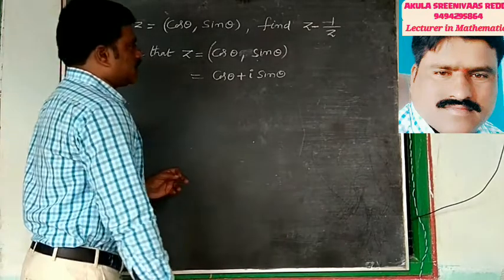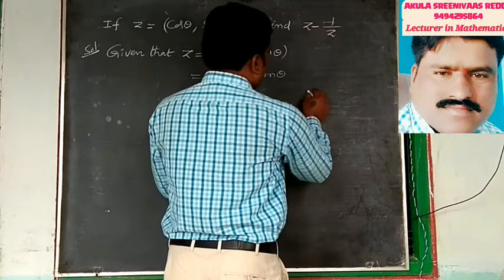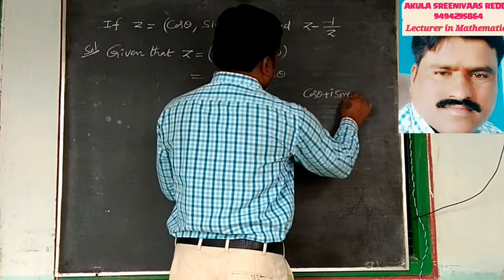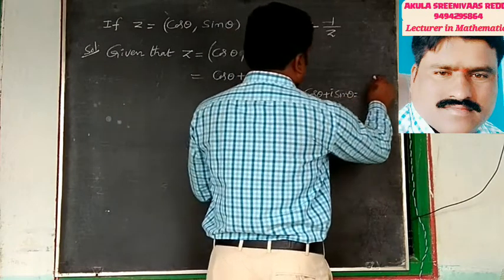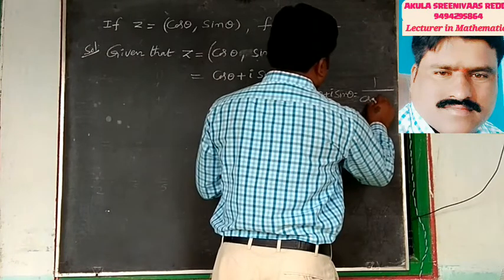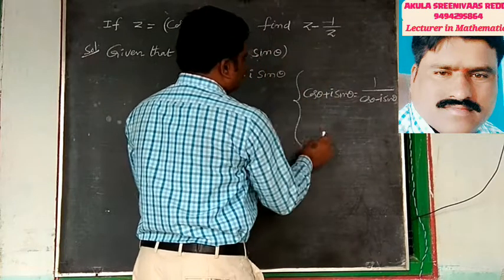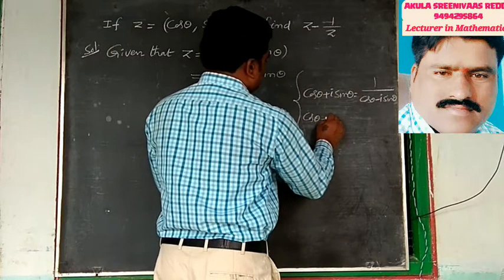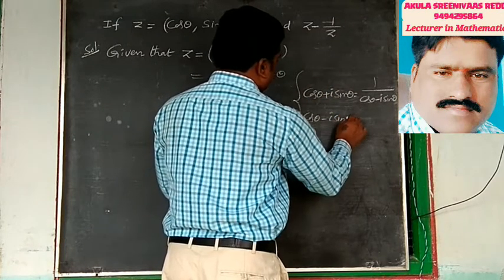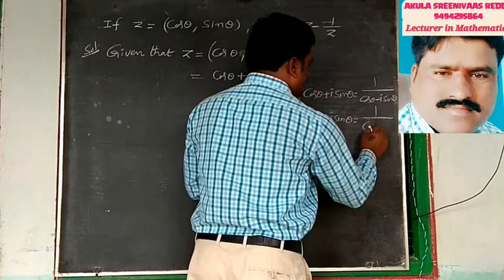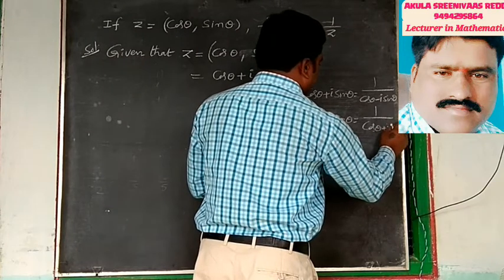Already we know the formula: 1 by (cos theta minus i sin theta) is equal to cos theta plus i sin theta, and cos theta minus i sin theta is equal to 1 by (cos theta plus i sin theta).